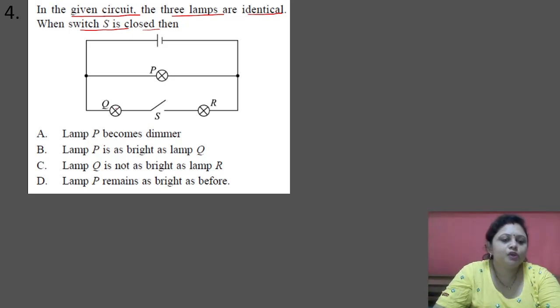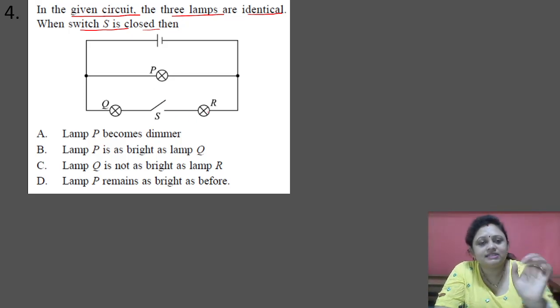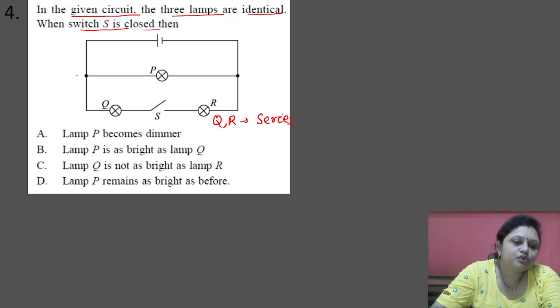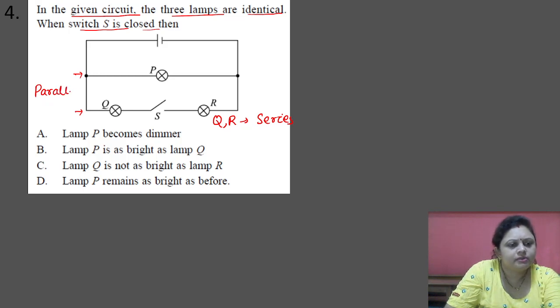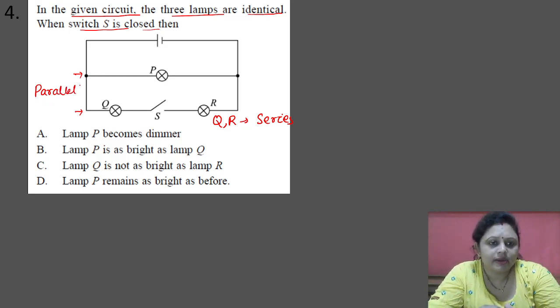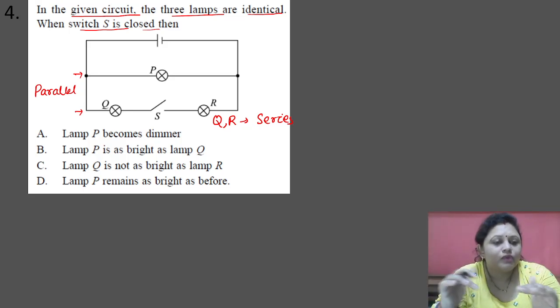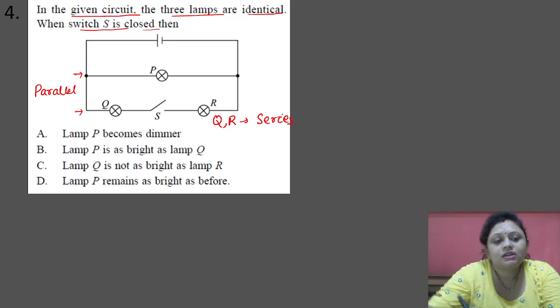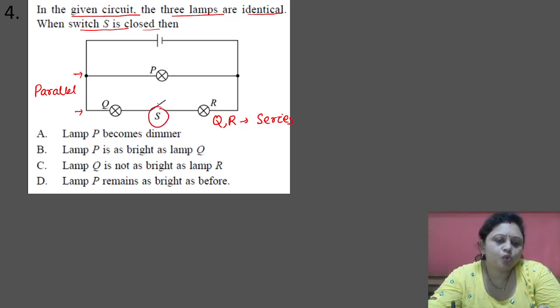See here, Q and S are present in a single line, right? So Q and R are in series connection. But coming to P and Q and R, these are in both lines. So P is in parallel connection with Q and R. So in the path of P, whatever current will flow, that will be the same in the path of Q and R. So whether this switch S remains closed or open, it does not matter.